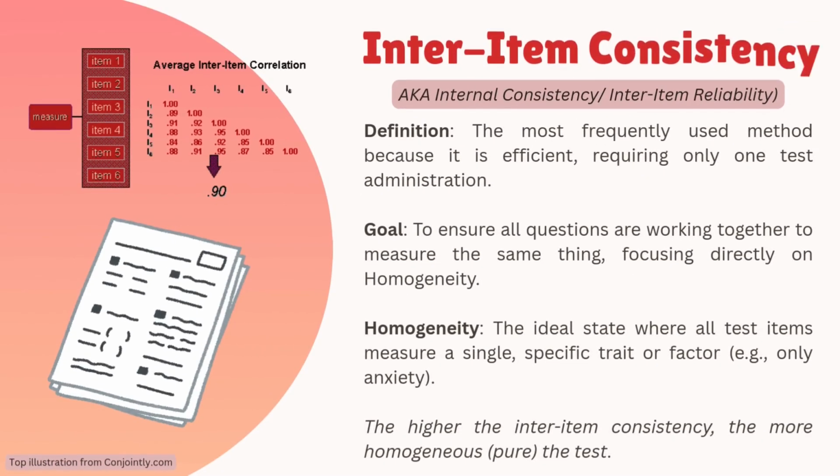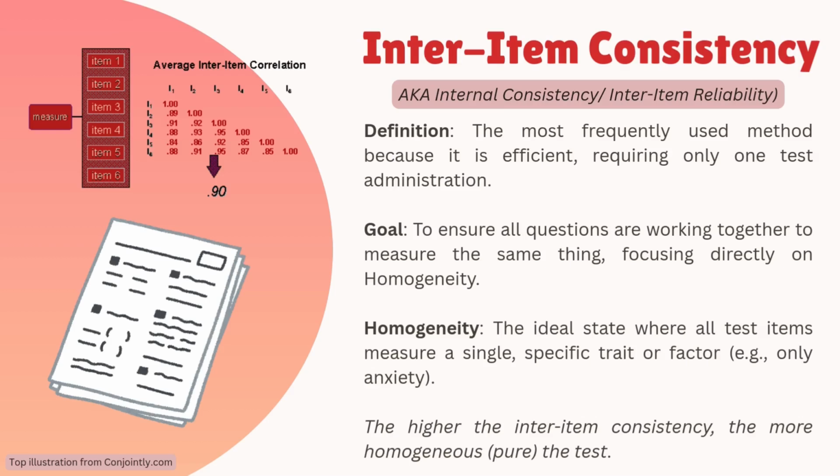Now let's move on to inter-item consistency. This is probably the most frequently used method in research today because it is very efficient. Why? Because it requires only one test administration. It tells you whether all questions on your test are truly working together to measure the same thing. So this one has many methods, so this is probably our most comprehensive section.